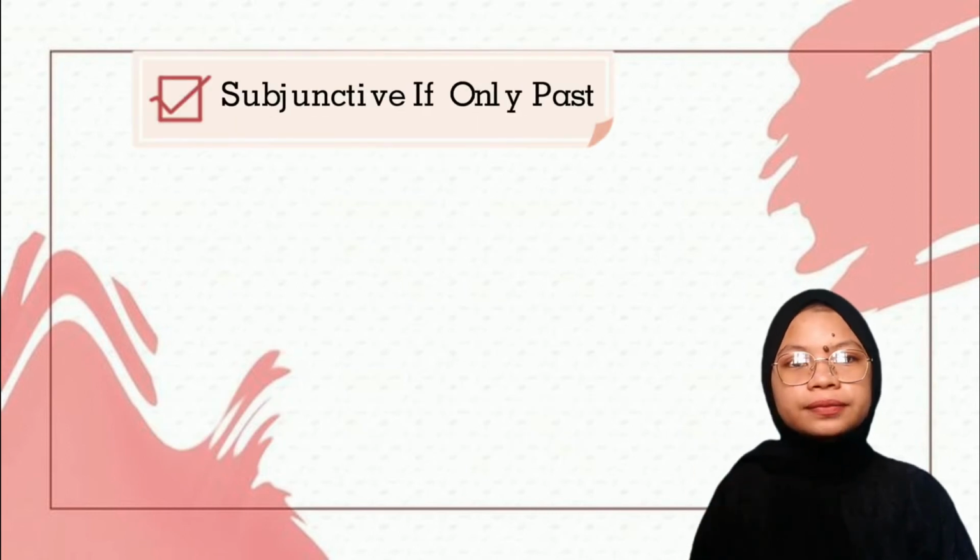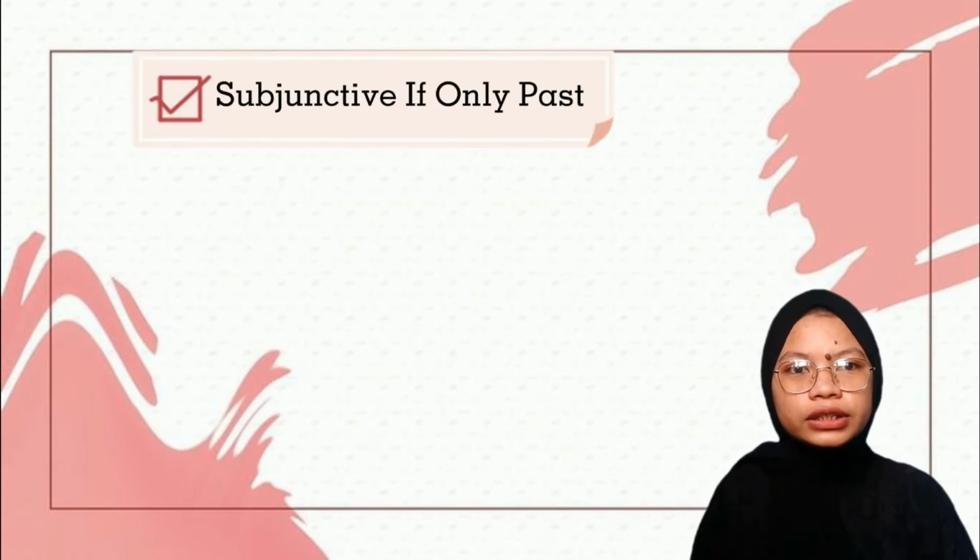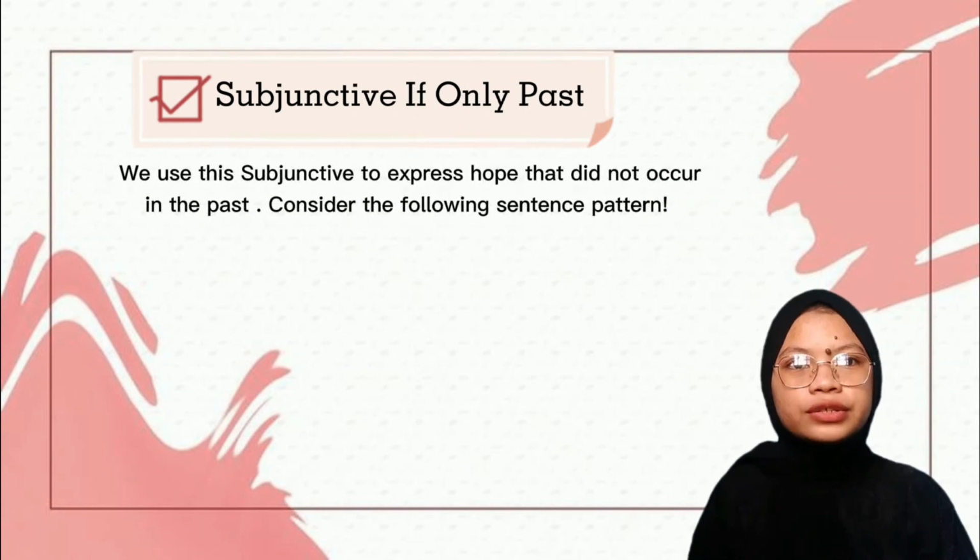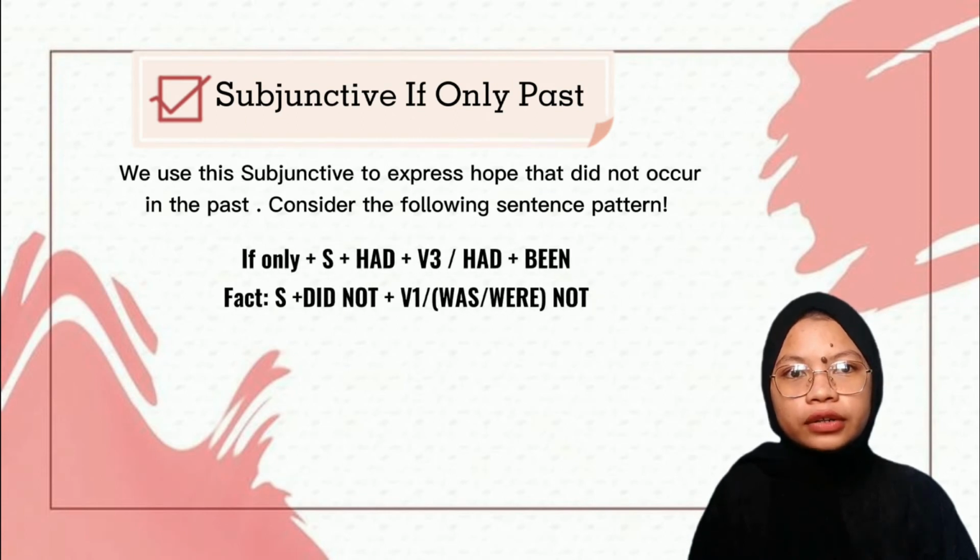Okay, 2. Subjunctive if only past. We use this subjunctive to express hope that did not occur in the past. Consider the following sentence pattern. If only plus subject plus had plus verb 3 or had plus been. Fact: subject plus did not plus verb 1, was, were, or not.